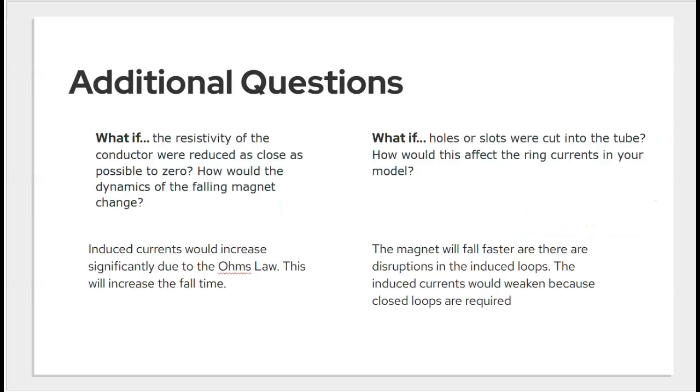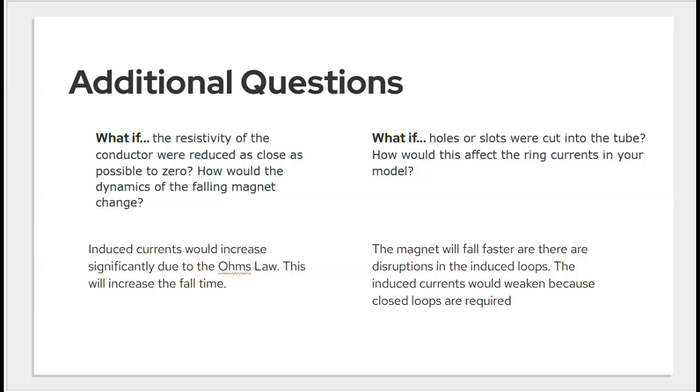So addressing our additional questions: what if the resistance of the conductor were reduced as close as possible to 0? We know that the induced currents would increase significantly due to Ohm's law. That's going to be EMF equals I times R. So if our R drops, the induced currents would increase. So that will, as a result, increase the fall time.